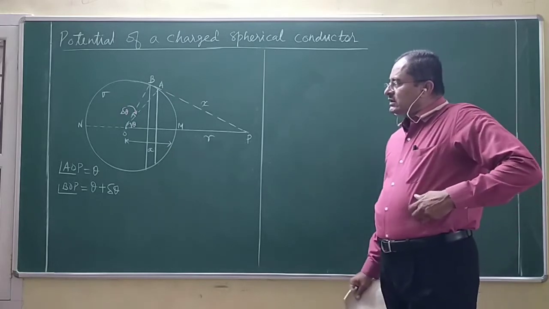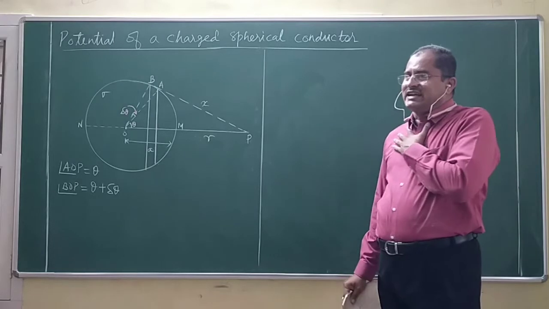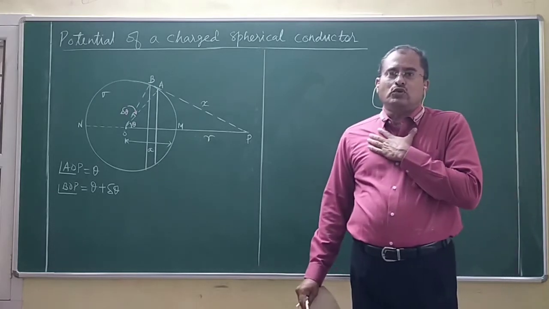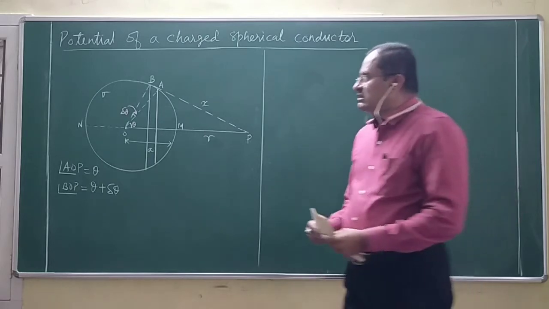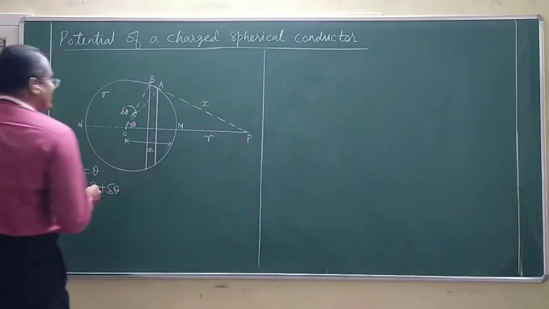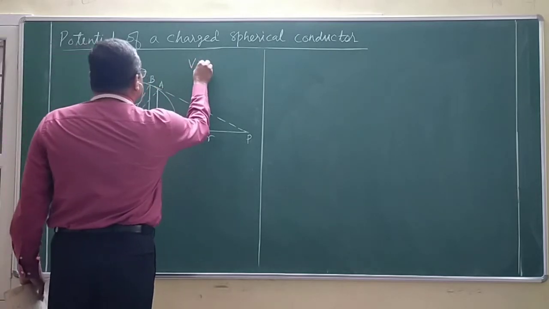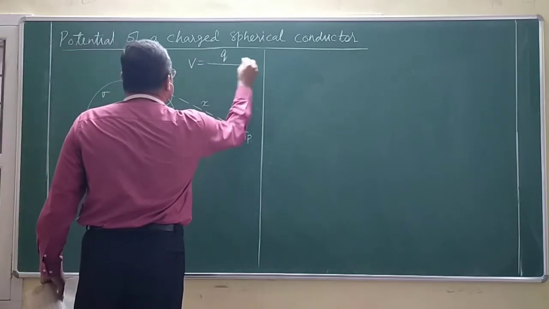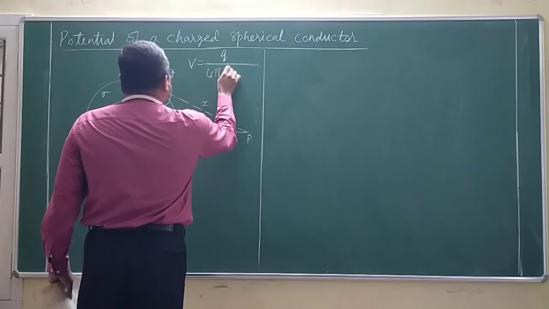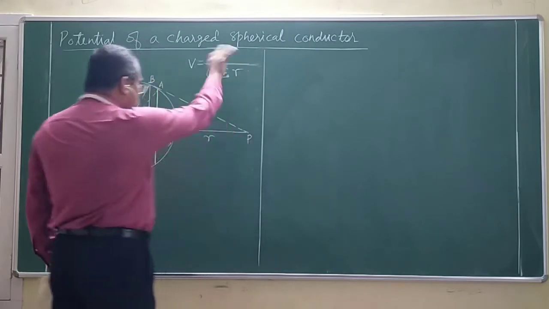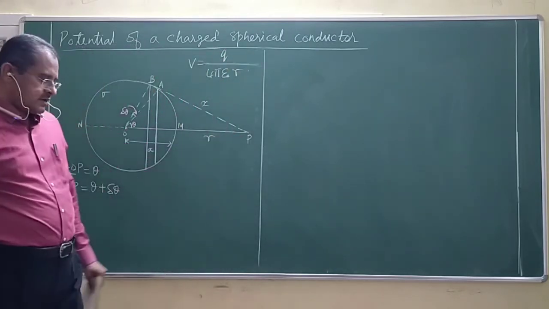We know the expression for potential which we derived in the previous class: V is equal to 1 upon 4 pi epsilon naught Q upon R. For better understanding, I will write that expression somewhere here. We know the potential at a point due to a point charge as 1 upon 4 pi epsilon naught Q upon r. We are going to use this expression basically. That's the reason why I have written it here.